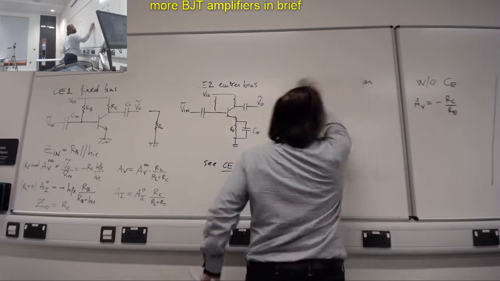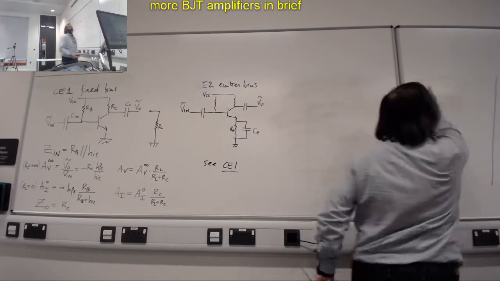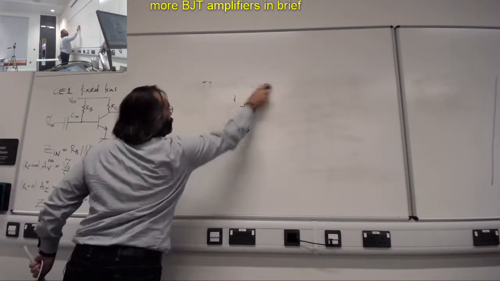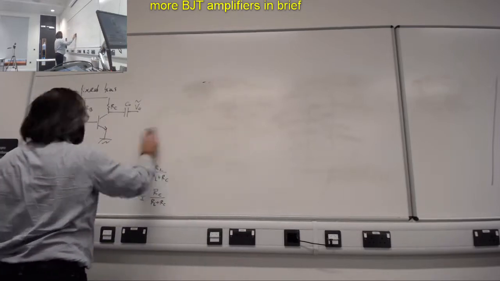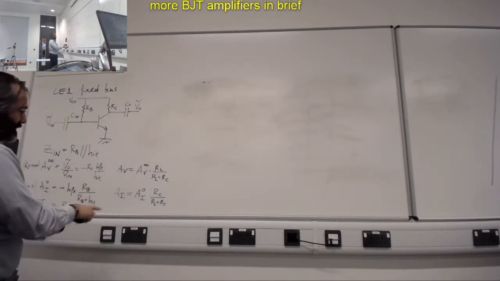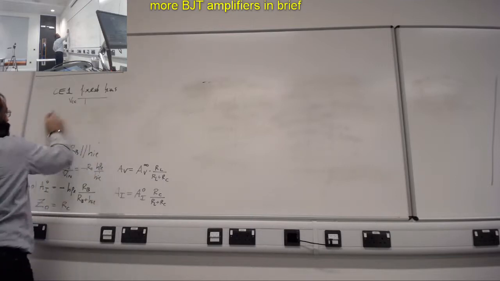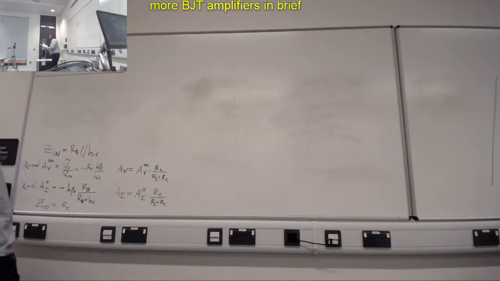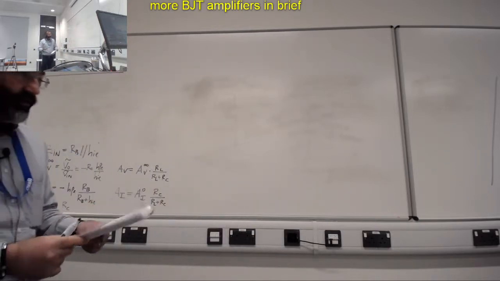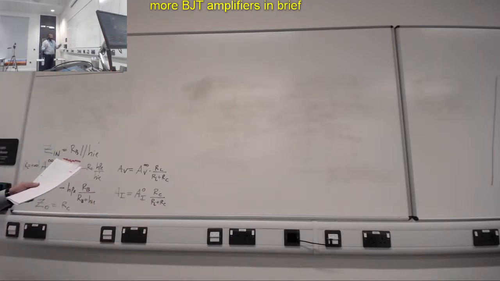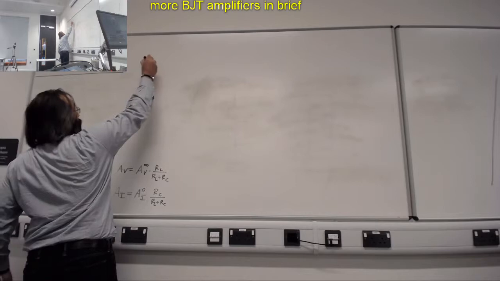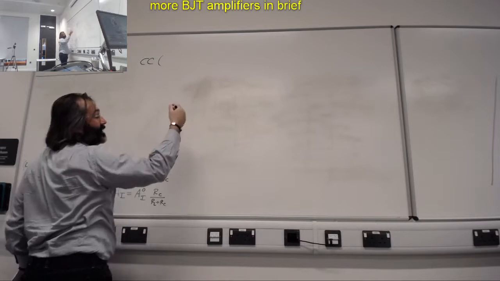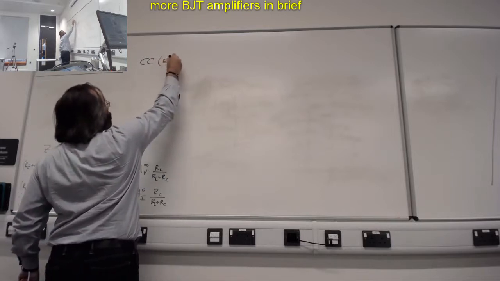So let me briefly present you a few more configurations that are quite important, just so you know of their existence. I will leave these formulas here just because we may need them later on. At least I will try to leave them. So another configuration that is quite interesting is the so-called common collector configuration, which is mainly known as the emitter follower.